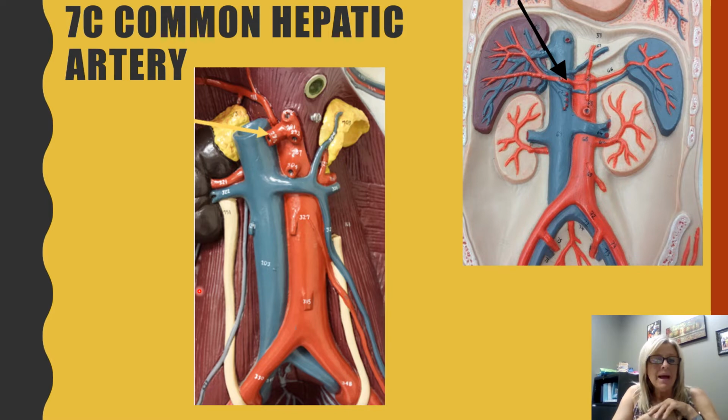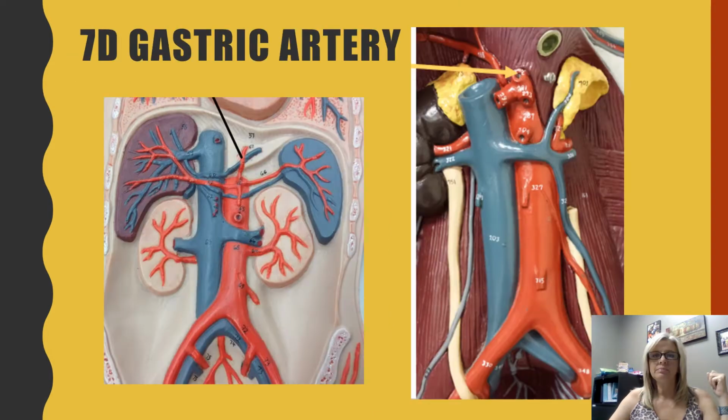So the common hepatic artery is going to be the largest branch of the celiac trunk, and that is this one right here. And it's the only one that courses to the right, remember, that's the patient's right, across the epigastric region of the abdomen. And so you can see that here on both of these pictures.